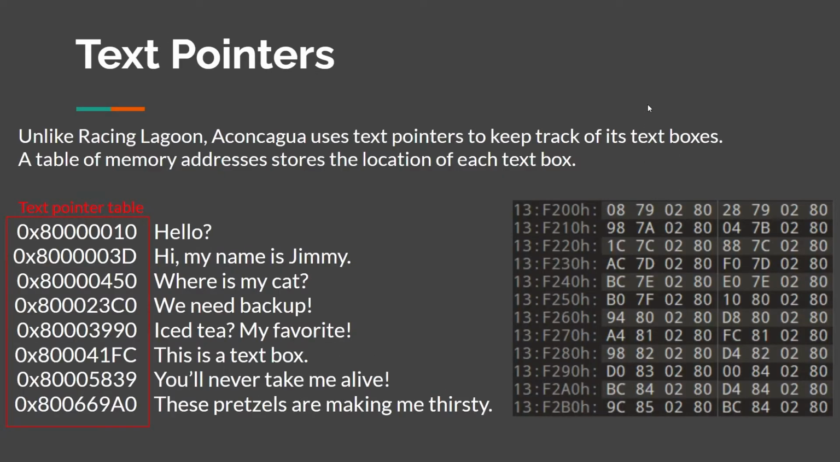Now, one thing that's different from Racing Lagoon is that Aconcagua uses text pointers. Basically, every single line of text has its own entry in a pointer table. The pointer table stores the memory address of each and every single line. When we're editing the lines, we also need to make sure that we're editing the associated pointer table entry for that line.